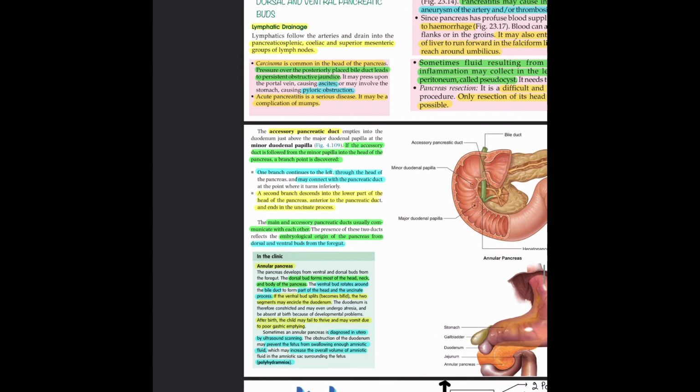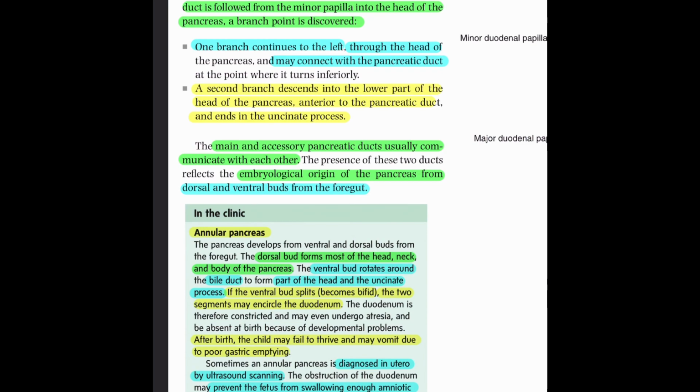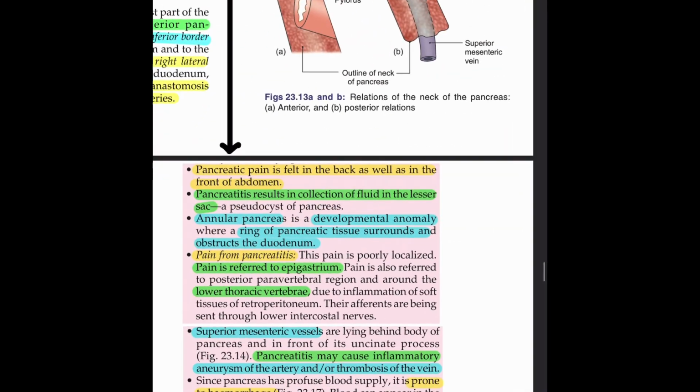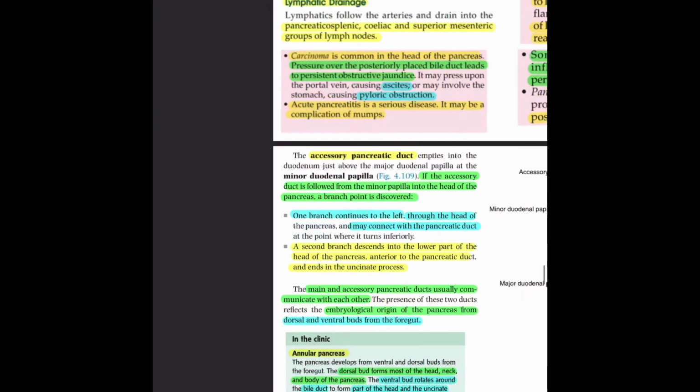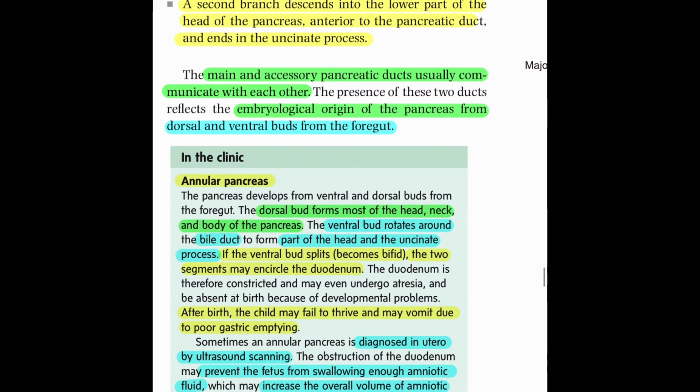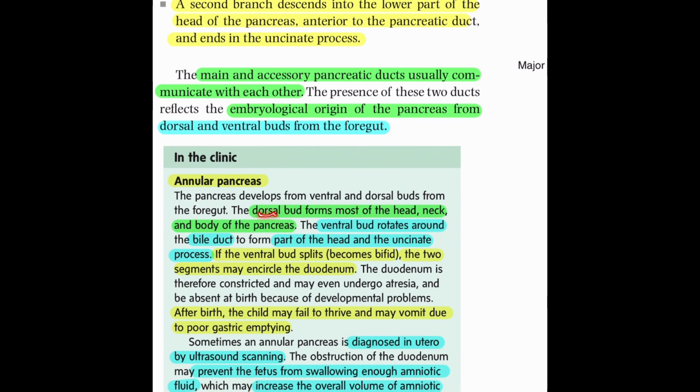Okay, so talking of the last point here, we have annular pancreas. Also we came across it here. So what basically is annular pancreas? It's a developmental anomaly in which the ventral bud becomes bifid, where a ring of pancreatic tissue surrounds and obstructs the duodenum. Let's see how. So the dorsal bud forms the major part of the pancreas, mostly the head, the neck and the body. But the ventral bud rotates around the bile duct, which is in the posterior relation, and forms part of the head and uncinate process.